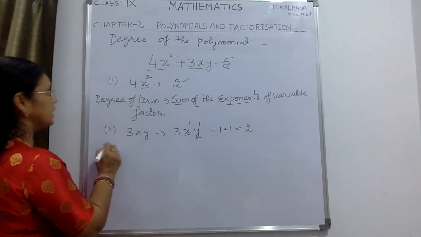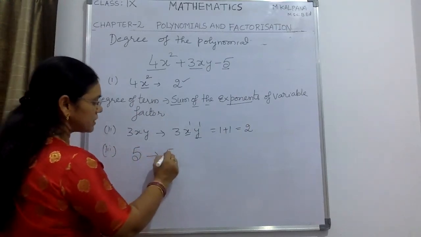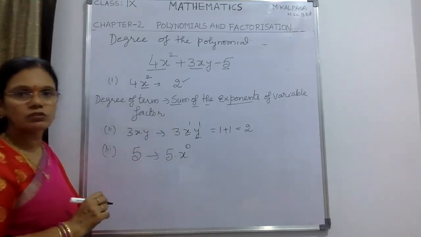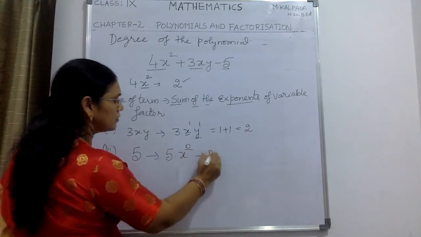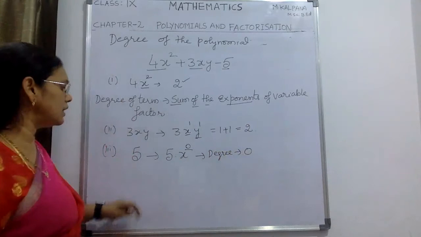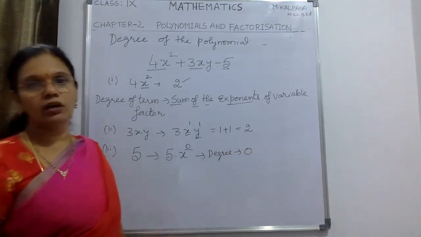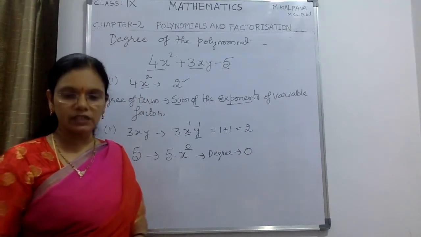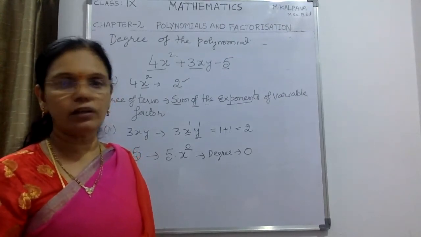And in the third case, what is there? It is 5. So, 5 can be represented as 5 into x to the power of 0. So, here what is the degree? Degree is 0. Always remember that the degree of a constant term is always 0. So, this is the way to find the degree of the individual terms. Now, let us find the degree of the polynomial.